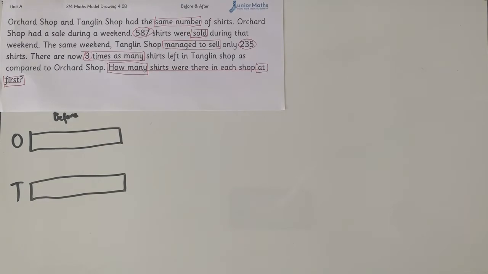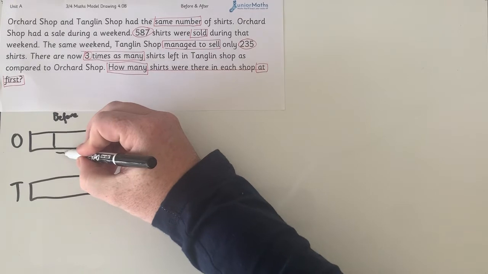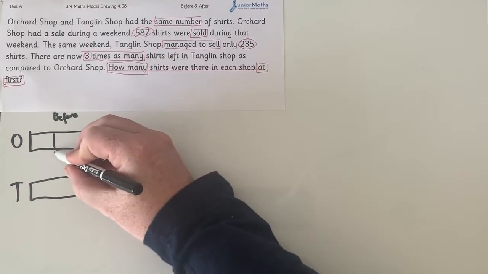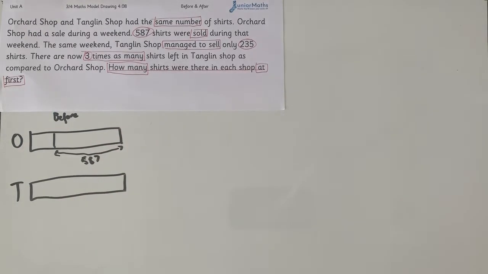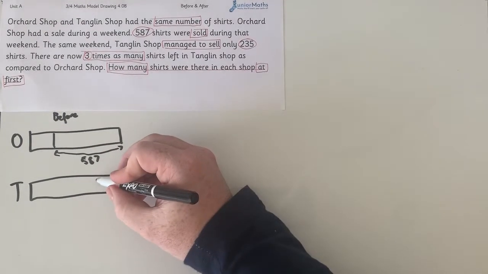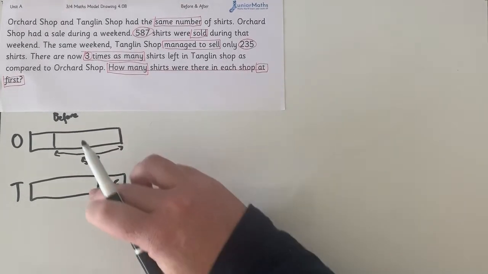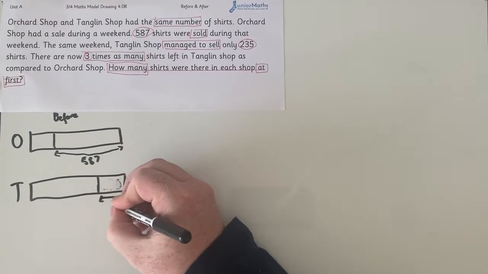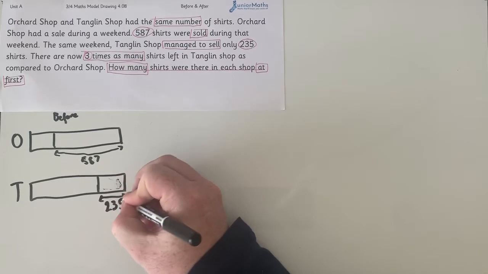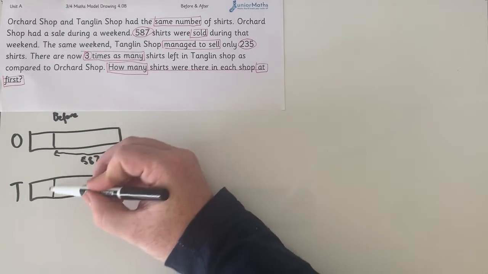Now, in Orchid Shop, they sold 587. And in Tanglin Shop, they sold 235. Oh, sorry, I shouldn't have written it inside there. They sold 235. Okay. And in Tanglin Shop, there are now 3 times as many.